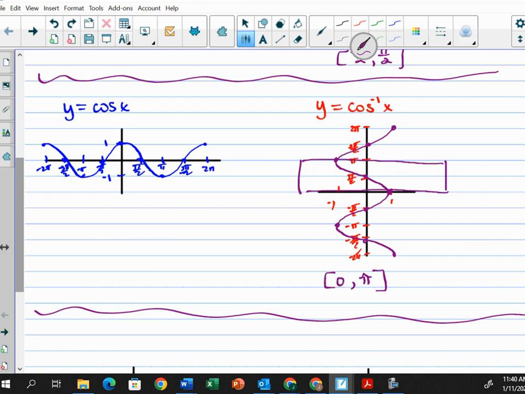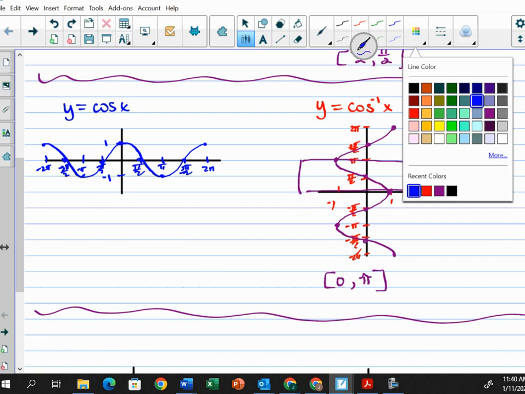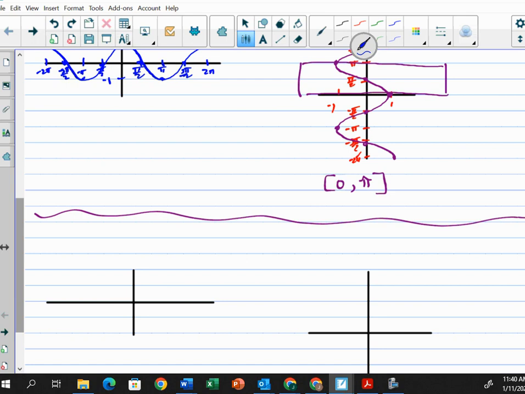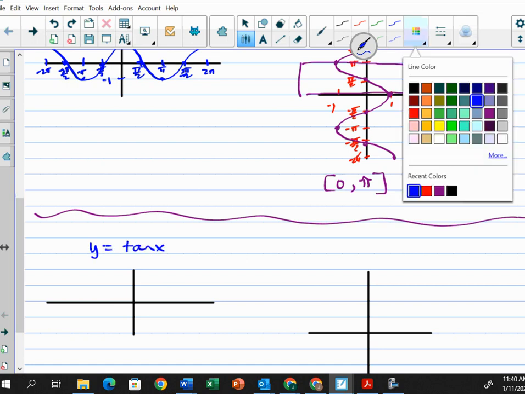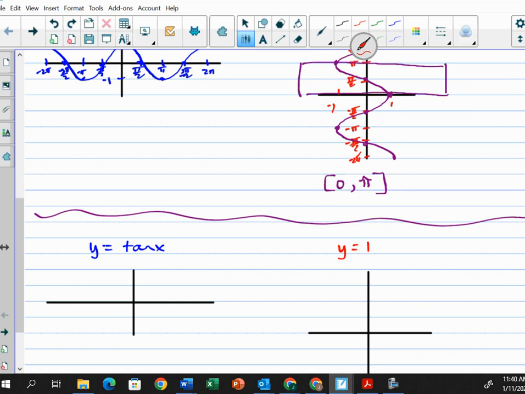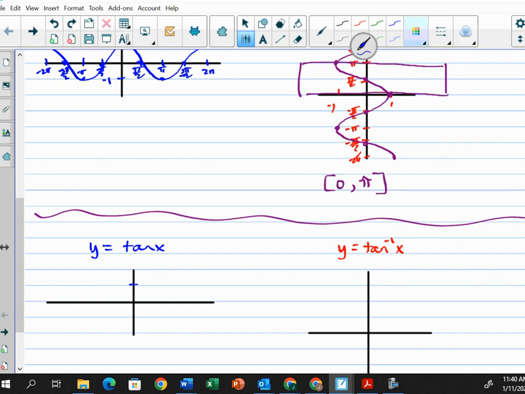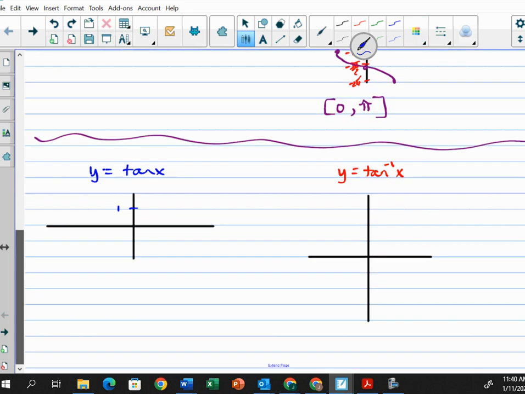All right, let's do tangent. Last one we're graphing, okay? Hush. What's the period of tangent, guys?